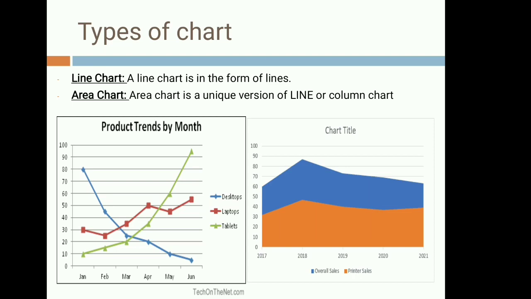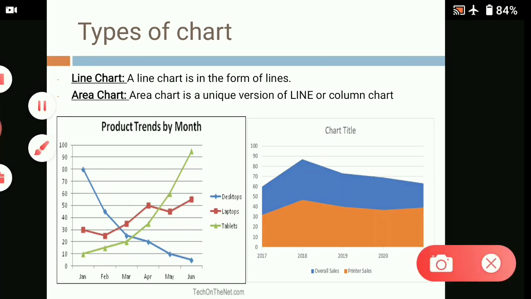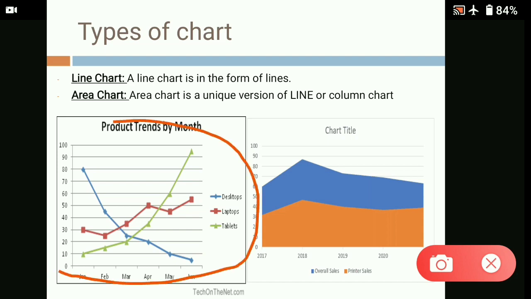Move to our next type of chart, that is the line chart. A line chart is in the form of lines. The chart uses connecting dots to display the data or the trend in the data over a period of time. As you can see in the picture, there are so many dots. With the help of these dots, we are making the lines. Next, that is the area chart. Area chart is a unique version of the line or the column chart.